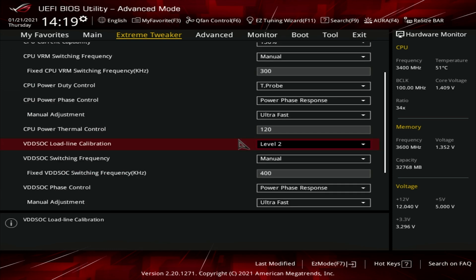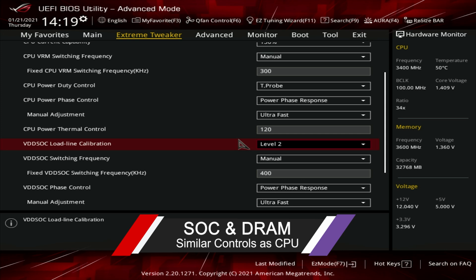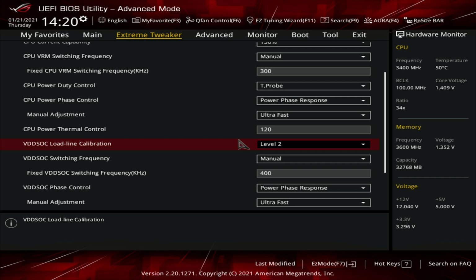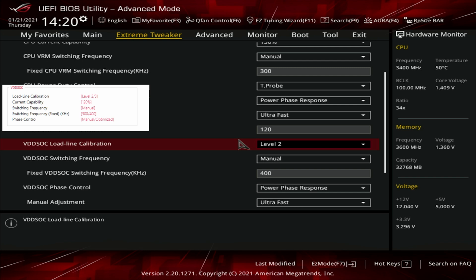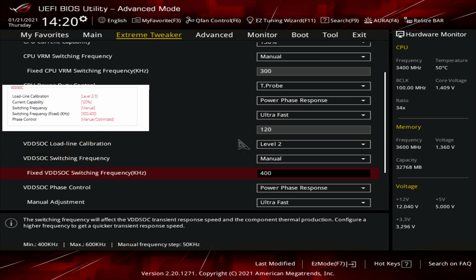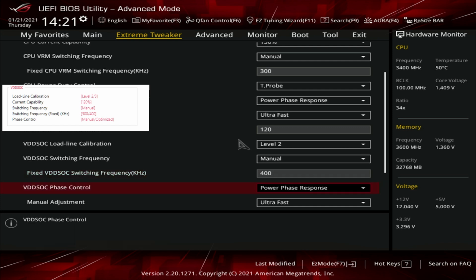Now, below this, you're going to see pretty much the same settings here for SOC and for the DRAM solution. The SOC, in the case of the 5000 series without the integrated graphics, is mainly there to help memory management. It has the memory controller embedded in the SOC. So these values are still adjusting the same exact things. In this case, though, it's for that IC that is the SOC instead of the core ICs. The recommendations here are level 2, level 3, manual switching at 400, which you'll note here is the minimum. And I also have this at power phase response ultra fast. It's doing the same exact thing it would do for the core, except in this case, it's the SOC IC.